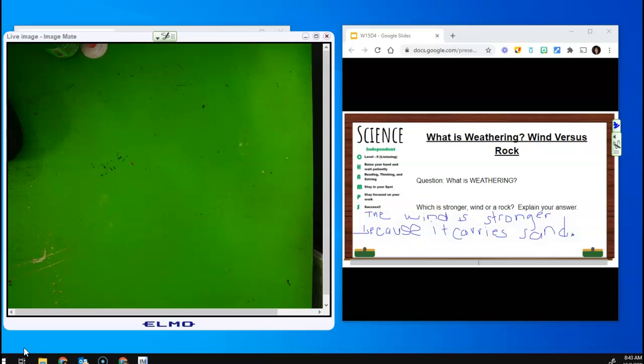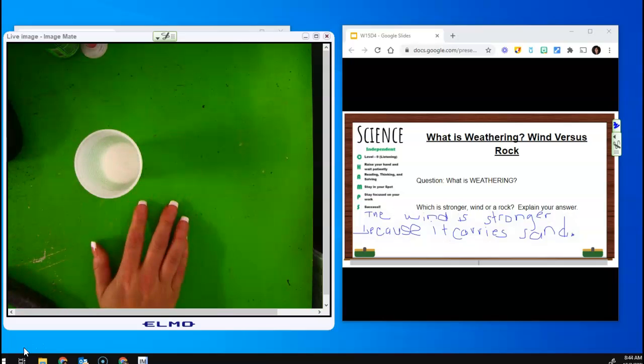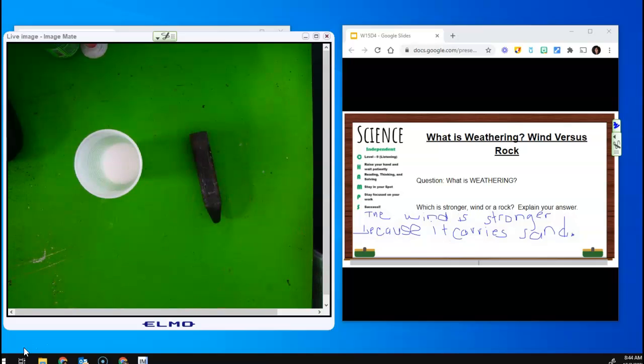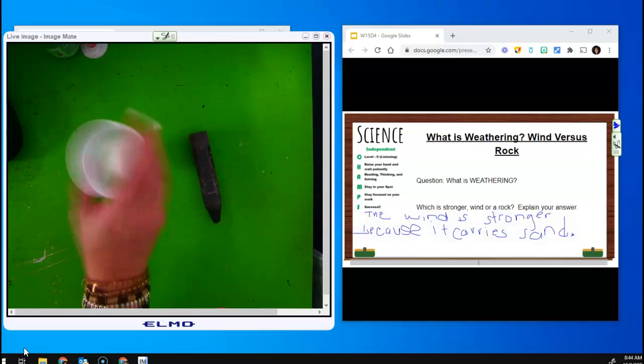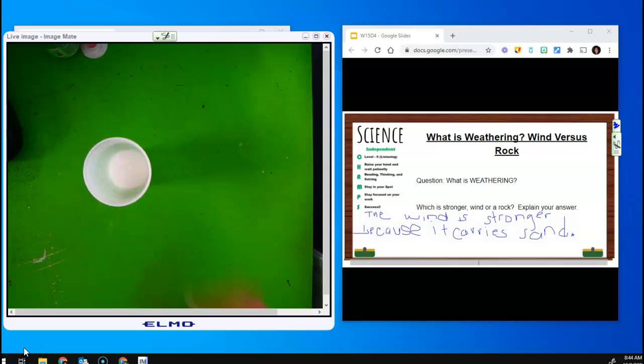All right, some of you are still typing, so I'm going to show you. The salt represents the wind, right? The chalk is the rock. Haha, chalk and rock, got it? So I am going to swirl the rock in the sand.